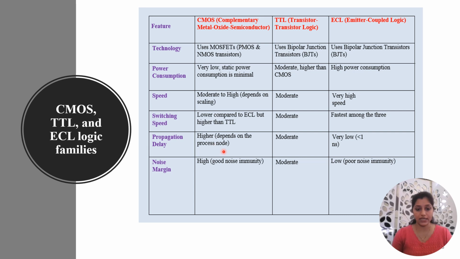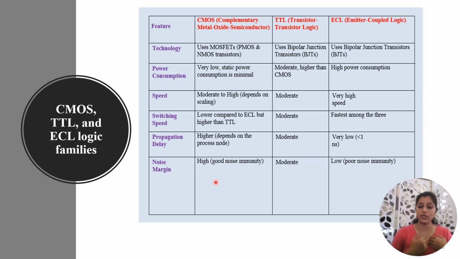Propagation delay is high, depends on process node. Here it is moderate, and here propagation delay is very low. Noise margin is high in case of CMOS family, whereas in TTL it is moderate and in ECL it is low. Noise margin means when we say in digital we have two logical levels, 0 and 1.